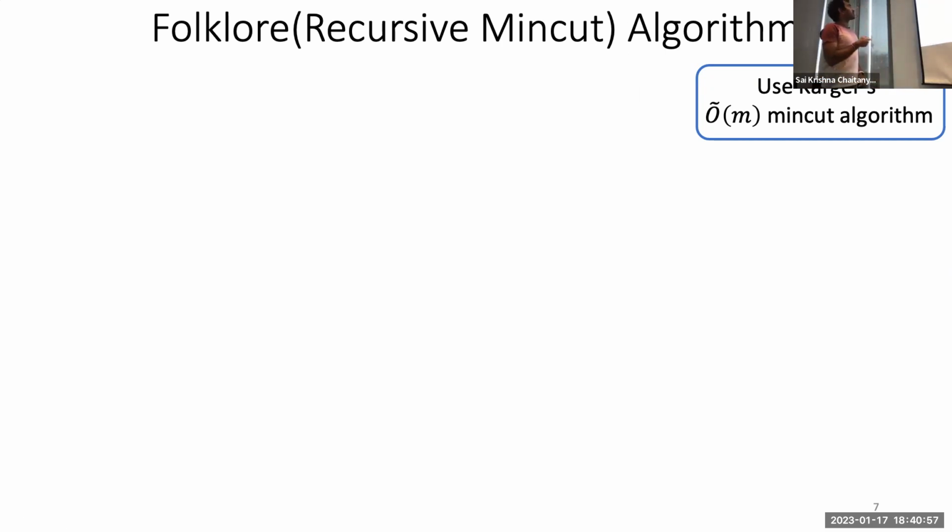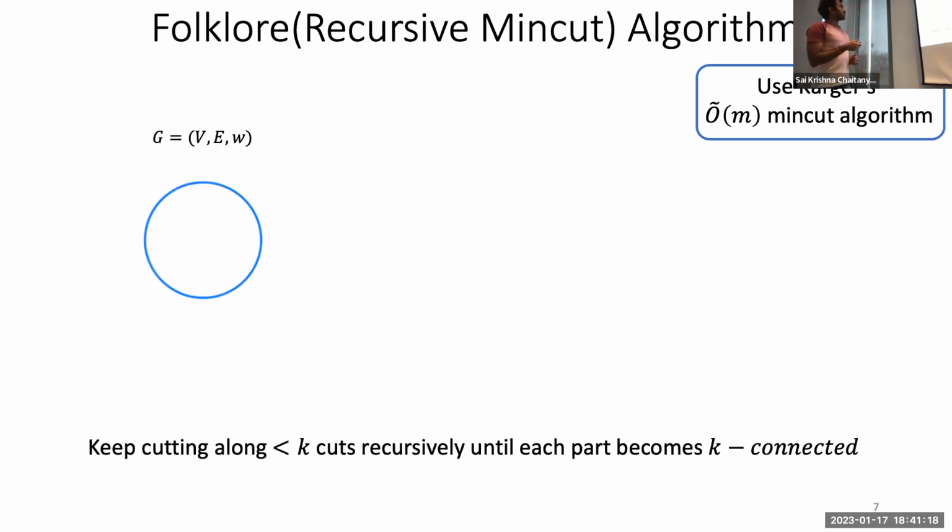So now this is the folklore algorithm for finding this partition, and we call it recursive mincut, whose name will be clear because of the algorithm. And we use Karger's O tilde m mincut algorithm. So there exists an O tilde m running time mincut algorithm given by Karger in weighted graphs. Given a graph, we have to find the partition. If it is k-edge connected, we are done. We'll just return the whole set as a k-edge connected partition.